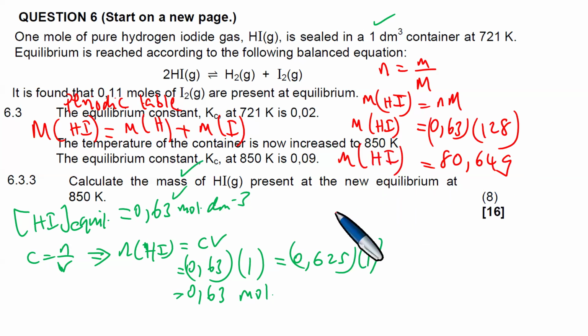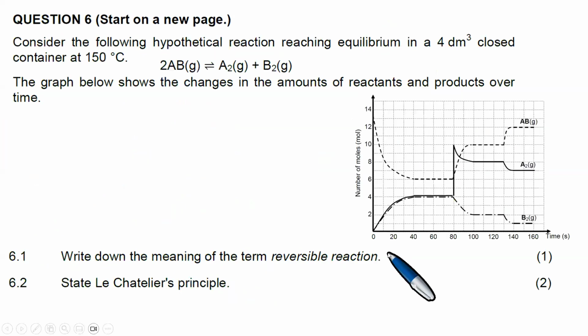Any discussion that you can bring, anything else you can mention here? Because we had to calculate the mass of hydrogen iodide present at the new equilibrium at 850 Kelvin, we found it to be exactly 80.64 grams. Any question or any suggestion, no? No questions. Okay, it's a bit long and boring. Let's look at the next question.